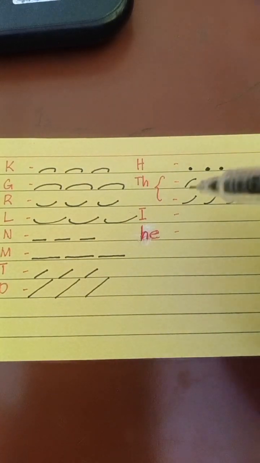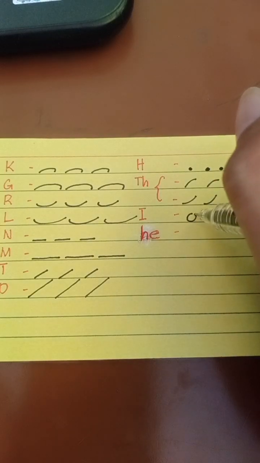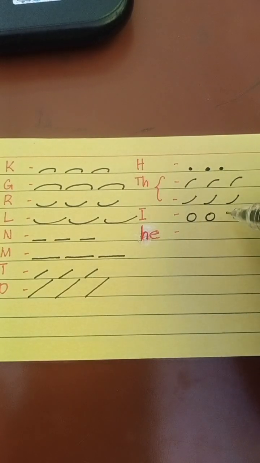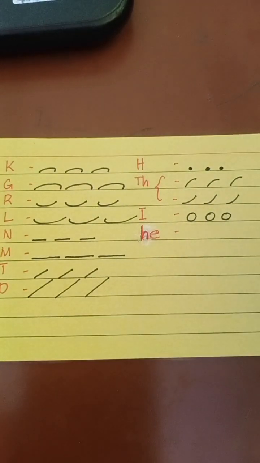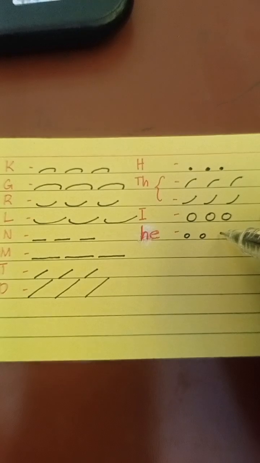Next, we have the I. So, a big circle, that is letter I. Next is the word he. For the word he, that is only a small circle. Okay, it has a small hole.